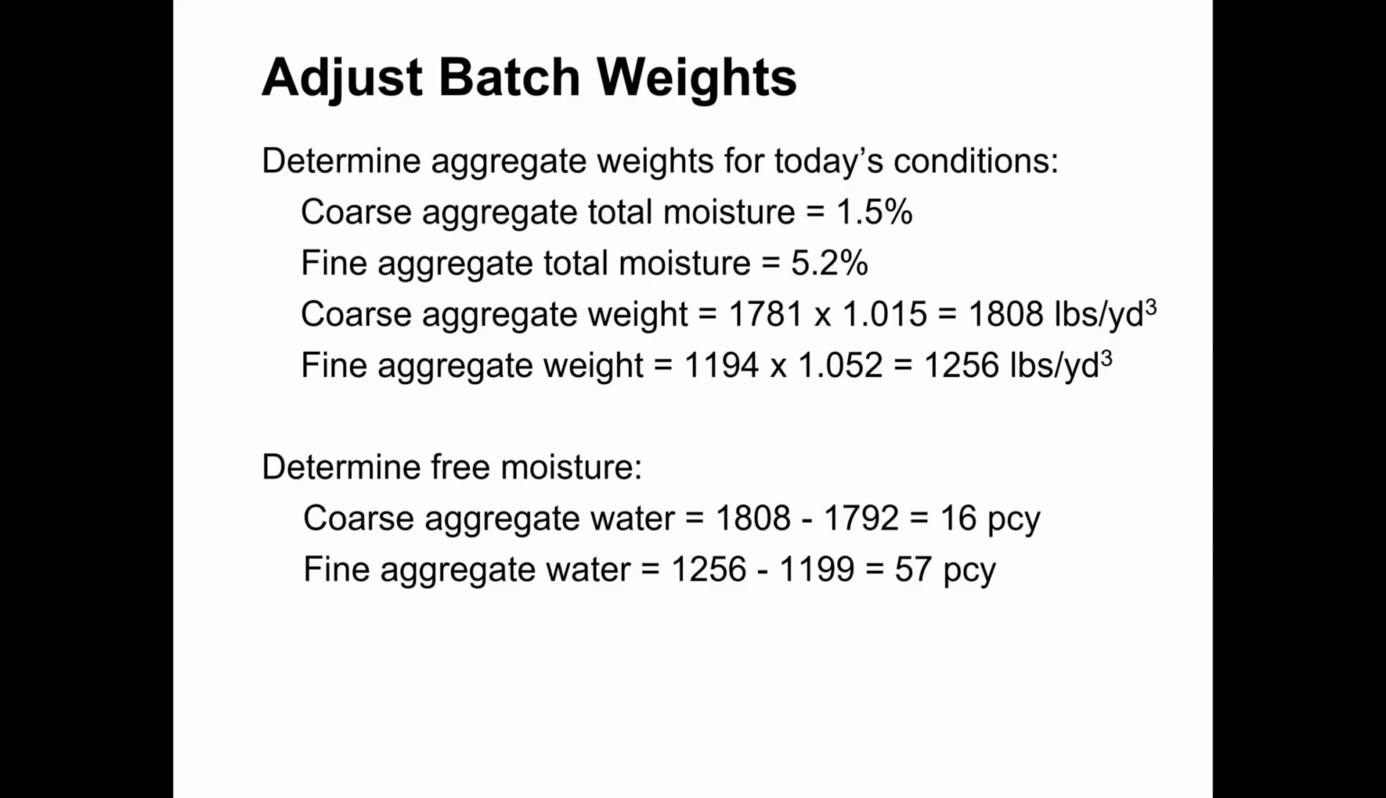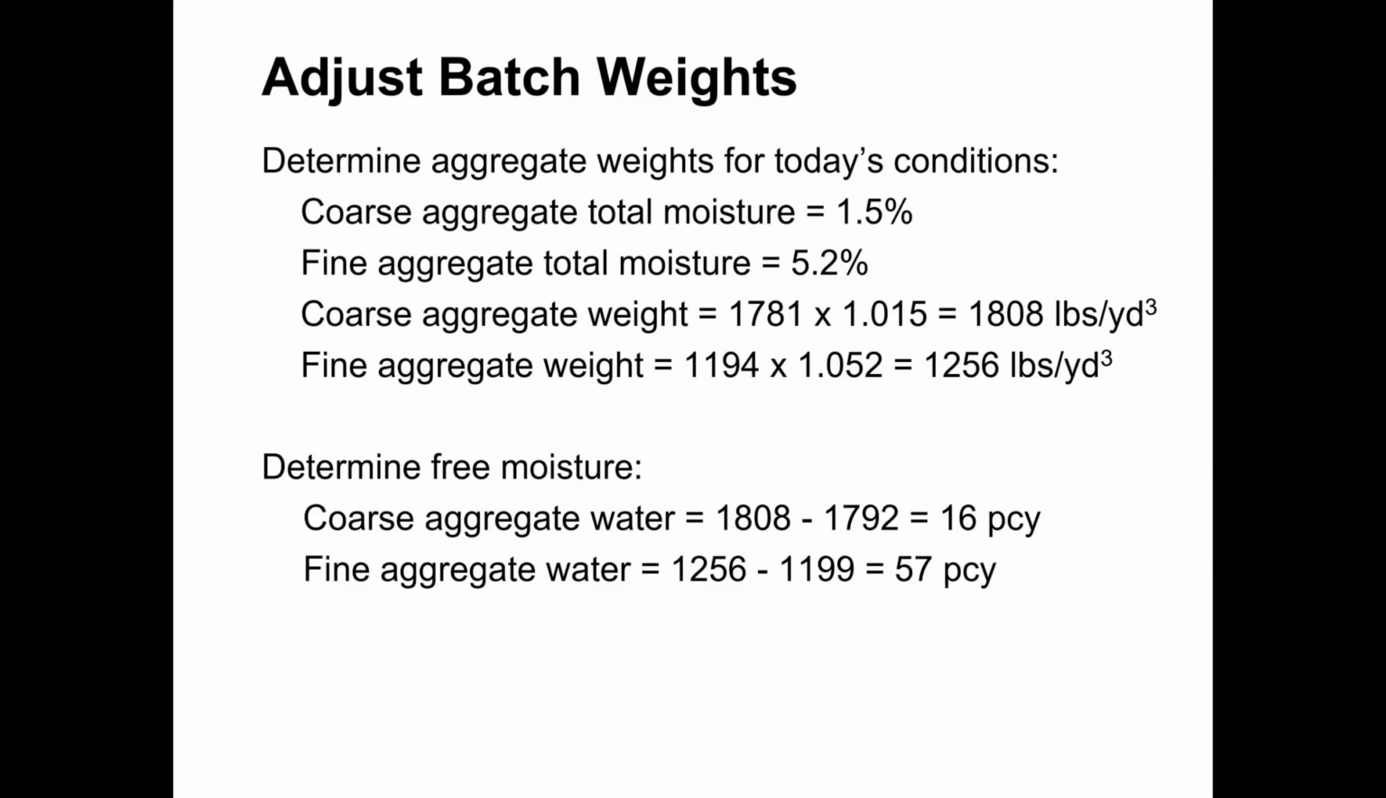All right, so what's the free moisture? How much of the aggregate batch weight is actually water that is contributing to the water cement ratio? We can determine that by looking at our batch aggregate weight and subtracting our SSD aggregate weight. In this case, our moisture adjusted coarse aggregate weight is 1,808 pounds. The SSD weight is 1,792 pounds. And so that gives us a difference of 16 pounds, which means that we're getting approximately 2 gallons of water into our mix by way of the free moisture in the coarse aggregate.